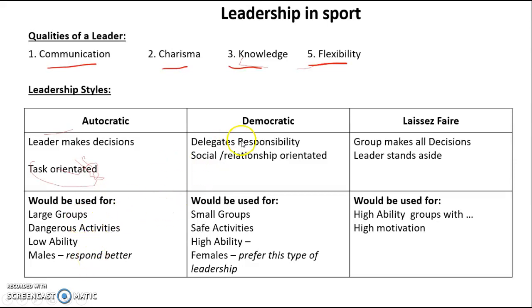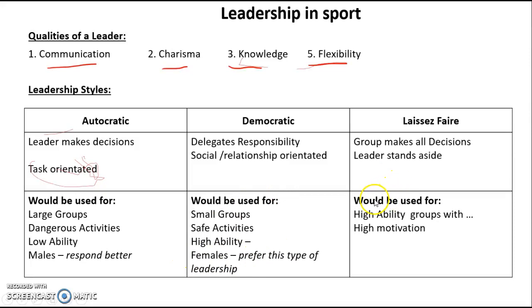Next one then, democratic delegates responsibility. We said that, so it'd be more effective to focus on these interpersonal relationships. So it's better for small groups. Okay, it's better for safe or non-dangerous activities, and it's good for high ability performers because they can have their own opinions and solve their own problems. And females tend to prefer this type of leadership more.